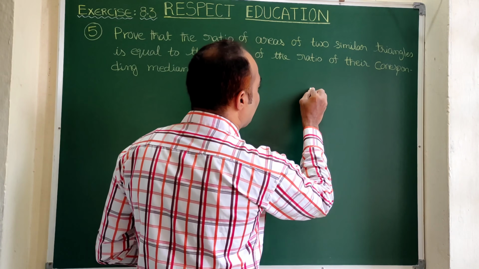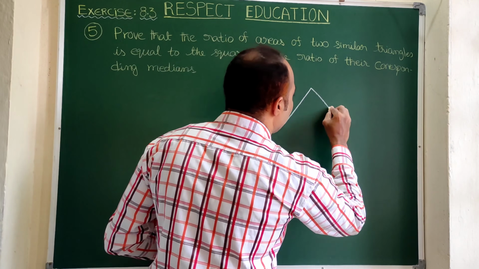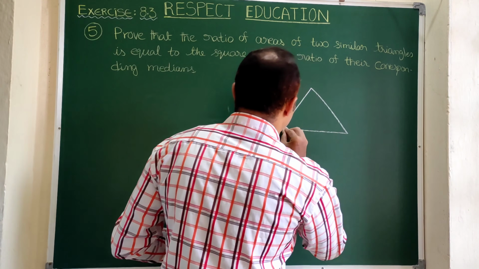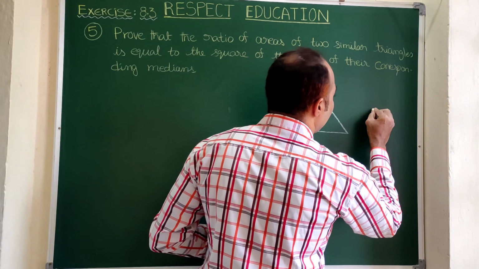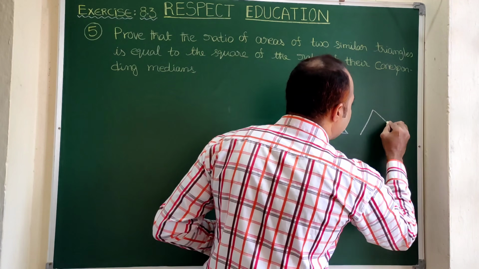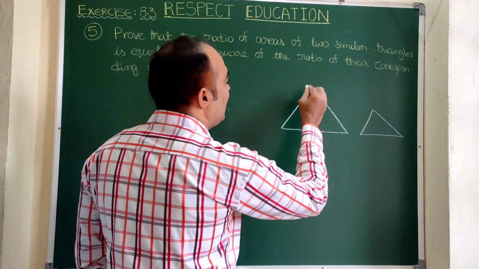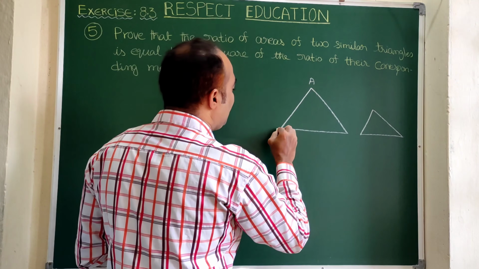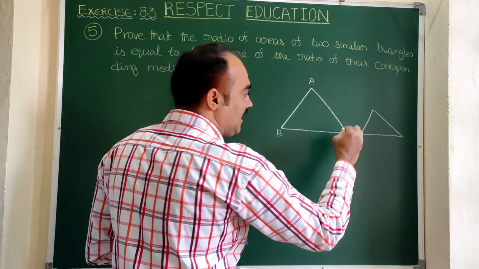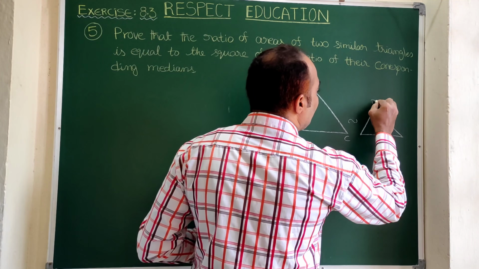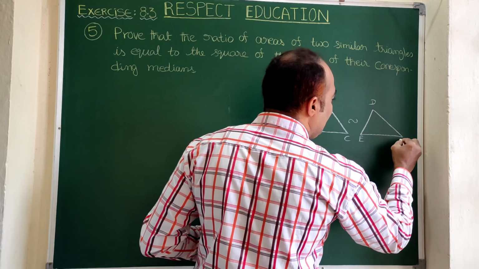Here we can take them as: this triangle is similar to this triangle. So let us label it as ABC. Triangle ABC is similar to triangle DEF.